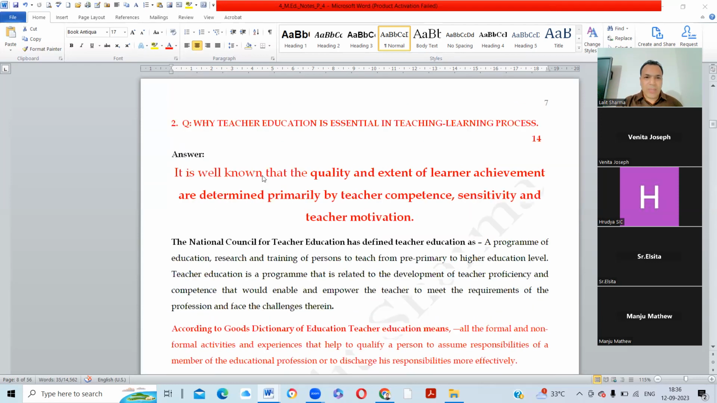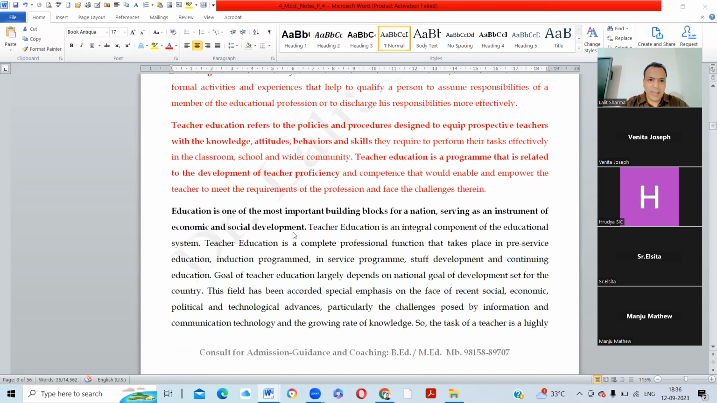So under the answer, the first line: it is well known that the quality and extent of learner achievement are determined primarily by teacher competence, sensitivity, and teacher motivation. So it is very much important, guys. The outcome of students' learning depends upon the teacher's competence, sensitivity, and teacher motivation. Okay.